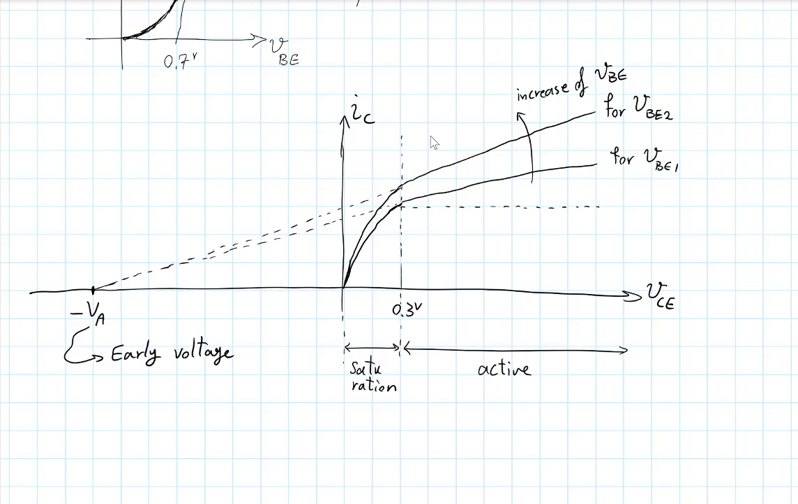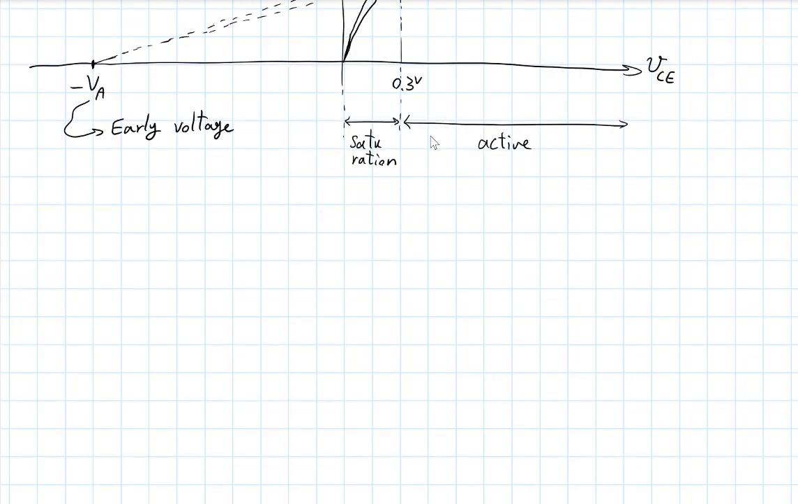So we assume that this VA is basically a very, very large value, so that that's almost a flat line. VA is typically something between 10 and 100 volts, you might say. Okay, it's a large voltage on that side.